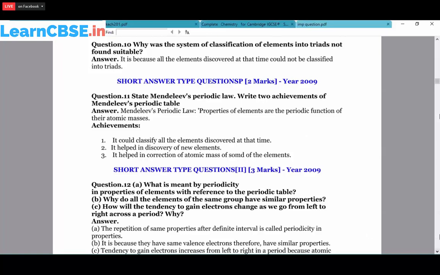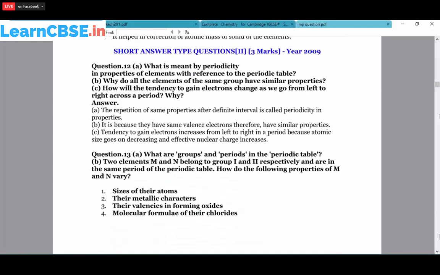Then a very short answer, 3 marks question from the year 2009. What is meant by periodicity? The repetition of the same properties after a definite interval is called periodicity in the properties. Why do all the elements of the same group have similar properties? Because they have the same number of outermost shell electrons. They have to lose only one electron. It is because of the same valence electrons that they have the same properties.